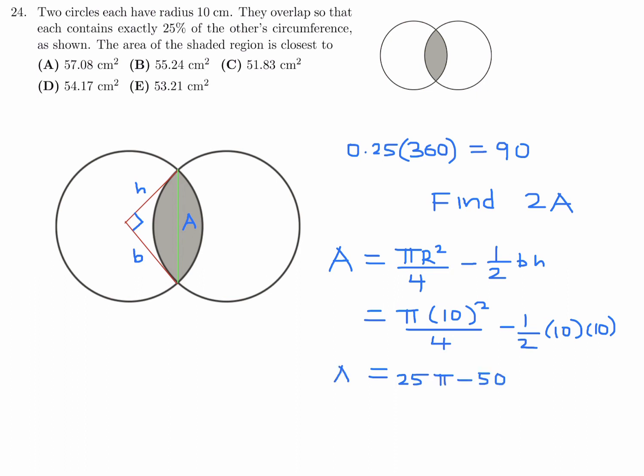And that's A. Now, of course, I want to figure out 2A because the area of the shaded region is 2A. So that's going to be 2 times that, which is obviously 50 pi minus 100. And that is equal to approximately 57. And of the answer choices, the closest is choice A.